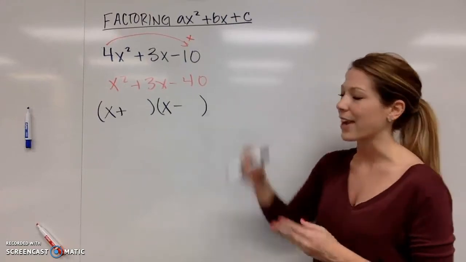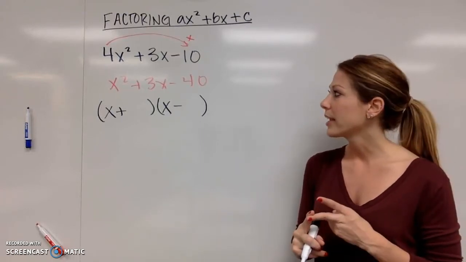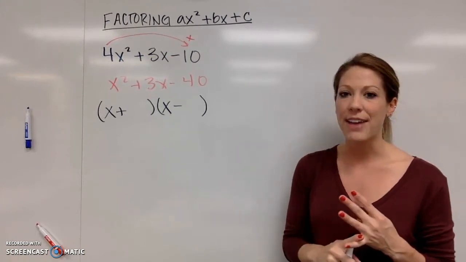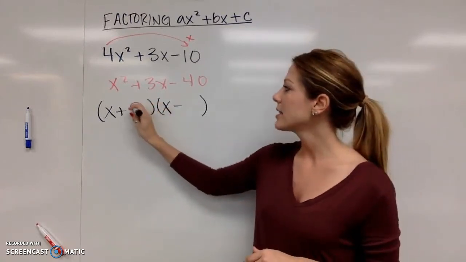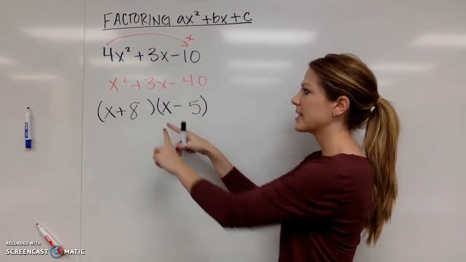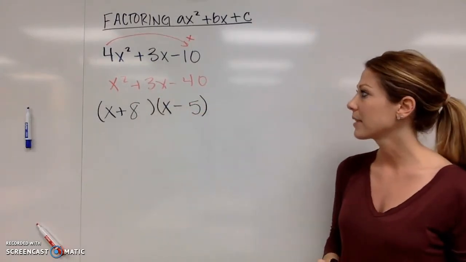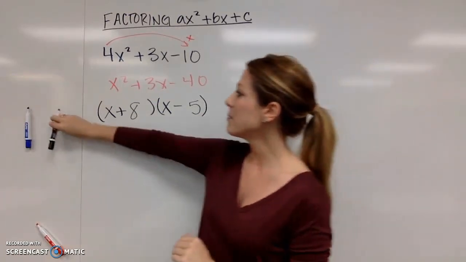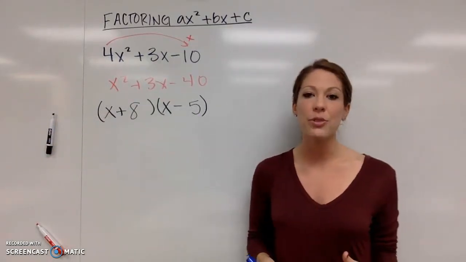So let's think about the factors of 40. We've got 1 and 40, 2 and 20, 3 doesn't go into 40, we have 4 and 10, we have 5 and 8, and that's going to be our winner. We want it to be a positive 8 and a negative 5 because when we add them, it needs to get to a positive 3, so our bigger number needed to be positive. All right, so those are the steps that we're used to. But because in the beginning we got rid of that 4 by multiplying it to the back, now we have to undo that step.